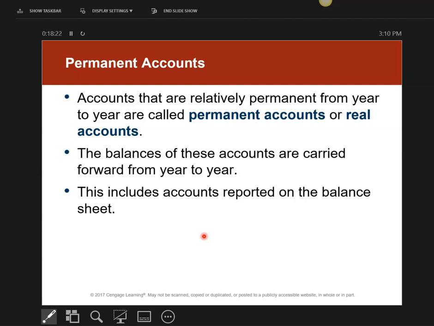But before we start that, we need to talk about different types of accounts. So a permanent account or a real account is an account that continually has a balance from year to year. It never closes. So any account name that's on your balance sheet is called a permanent account. For example, cash, supplies, accounts receivable, accounts payable, retained earnings, capital stock. These are all permanent accounts. They never close. We'll never close them.